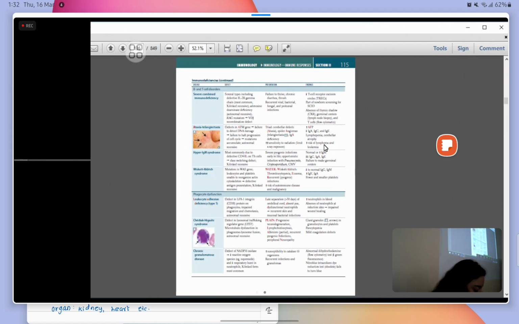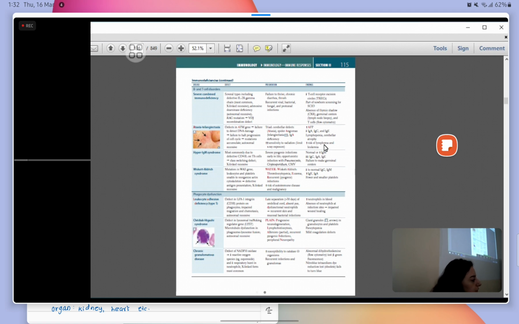Okay, next is hyper-IgM syndrome. What is hyper-IgM syndrome? In hyper-IgM syndrome, we have a defect in signaling between T and B lymphocytes. We know that T helper 2 cells activate the B lymphocyte and tell them what kind of antibody must be produced. During the interaction, they use specific co-receptors, which are called CD40 and CD40 ligand.